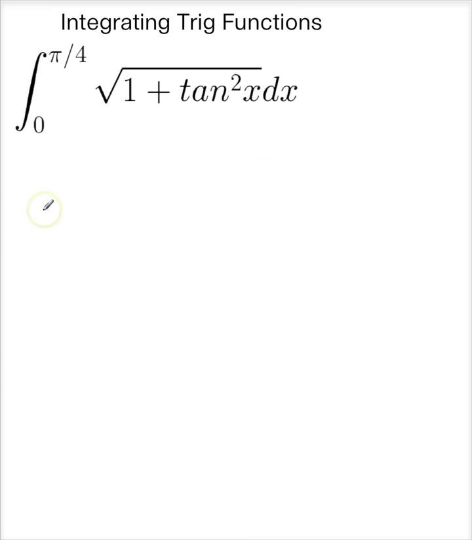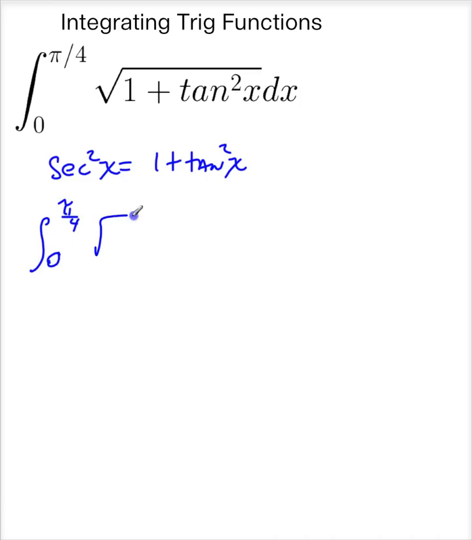Now what if I have something like the integral from 0 to pi over 4 of the square root of 1 plus tan squared x? I can use a trig identity. I know secant squared x is 1 plus tan squared x. So this becomes the integral from 0 to pi over 4 of the square root of secant squared x dx. Now, on 0 to pi over 4, secant is positive, so this is just the integral from 0 to pi over 4 of secant x dx.